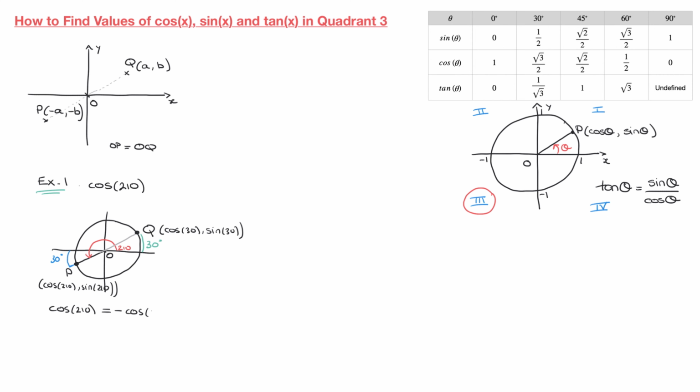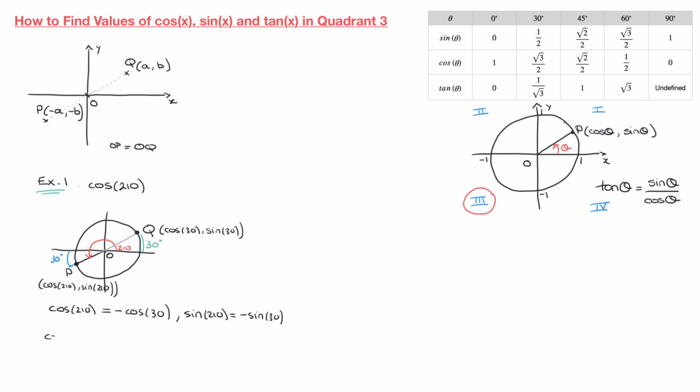cosine of 30, and sine of 210 must equal the opposite of sine of 30. And both cosine of 30 and sine of 30 are well-known results. Indeed, we can see both of their values right here in our table, where cosine of 30 degrees would be the square root of 3 over 2, and sine of 30 degrees would be 1/2.